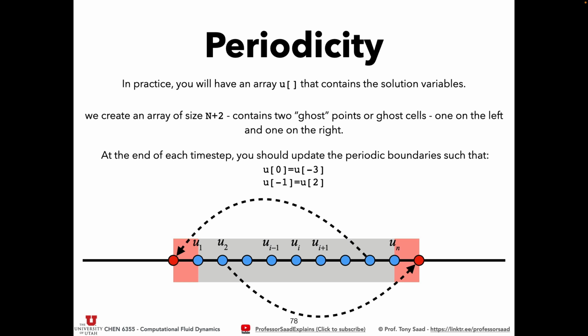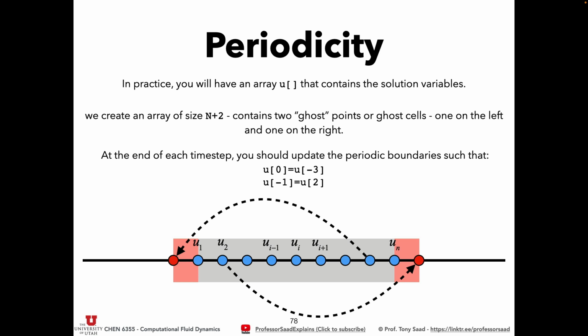Okay? So when you do this, if you have your array of size n plus 2, then U0, which is this point, is equal to U minus 3. So minus 1, minus 2, minus 3. Right? So you take this point and put it here. And U minus 1, which is this guy, is equal to U2, which is this guy.